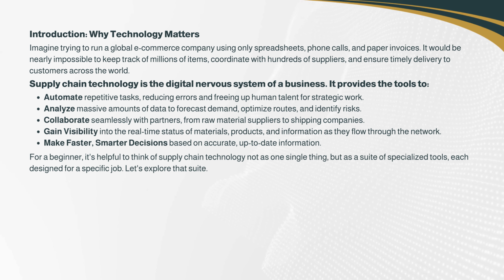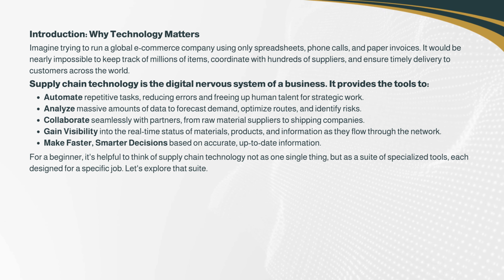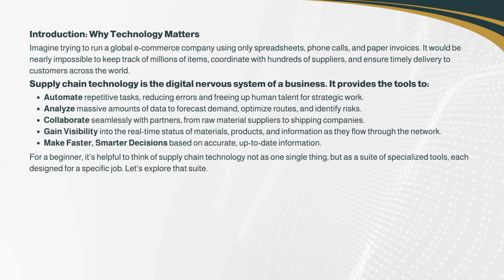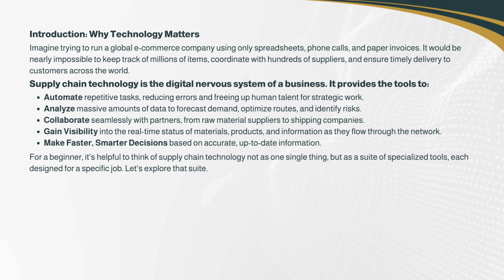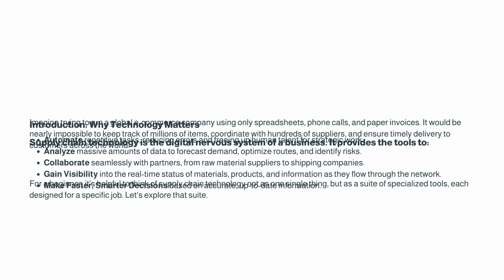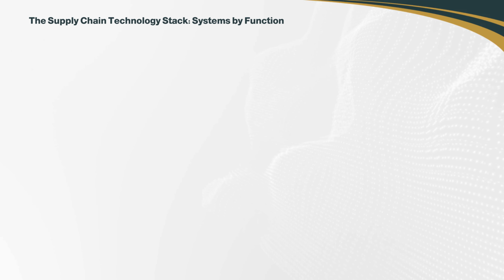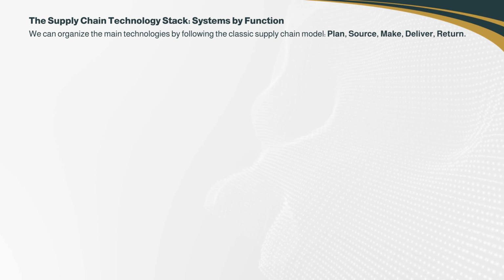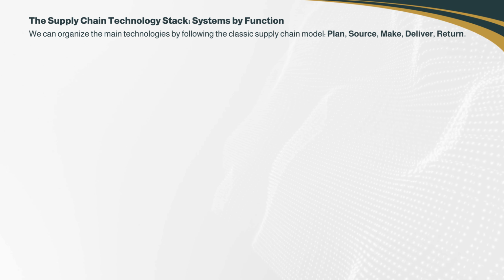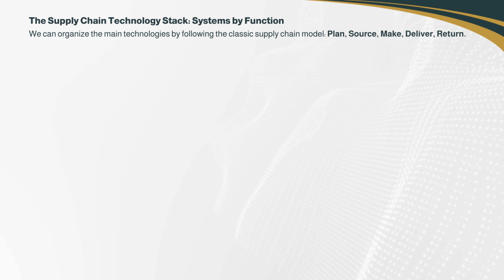For a beginner, it's helpful to think of supply chain technology not as one single thing, but as a suite of specialized tools, each designed for a specific job. Let's explore that suite. The supply chain technology stack. Systems by function. We can organize the main technologies by following the classic supply chain model: plan, source, make, deliver, return.